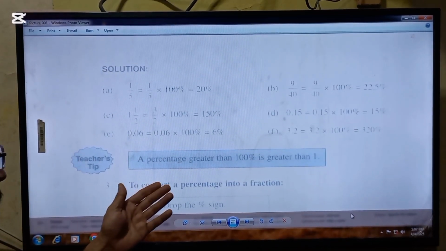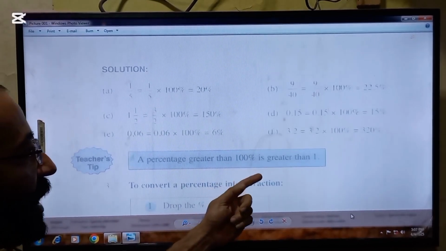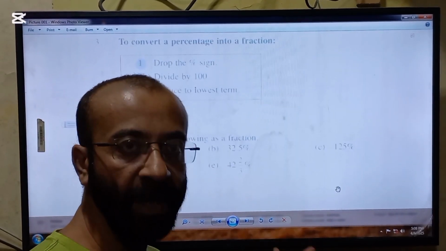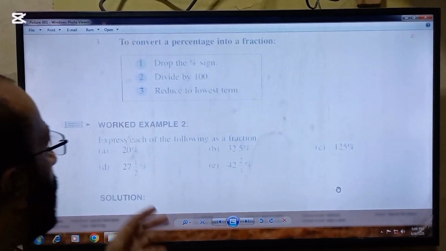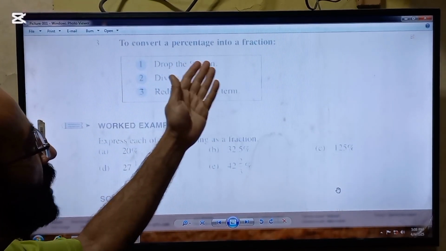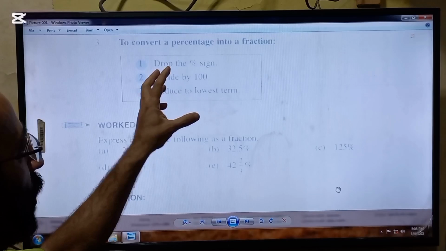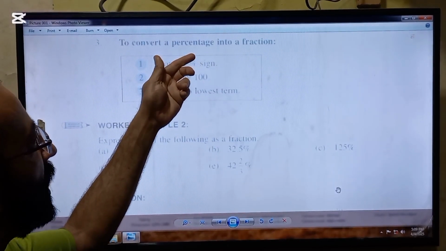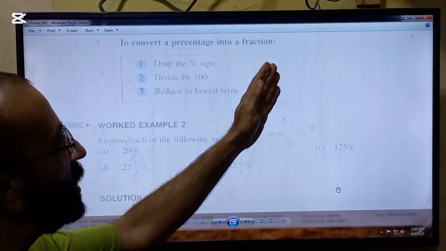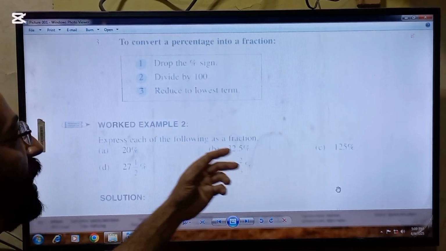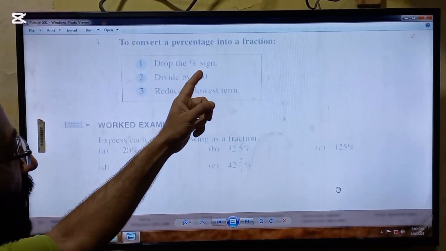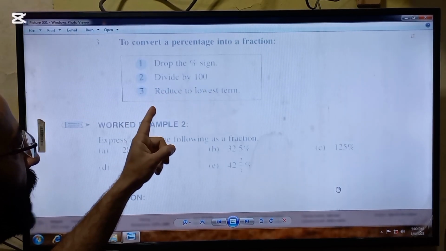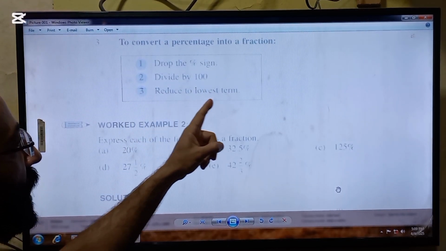Teacher's tip: a percentage greater than 100% is greater than 1. The next point is the reverse of the previous point, that is to convert a percentage into a fraction. The points to remember for this kind of question is when a percentage is given and we are required to convert it into a fraction or a decimal. The first step will be drop the percentage sign. Next step will be divide by 100, and the last step will be reduce to the lowest term.